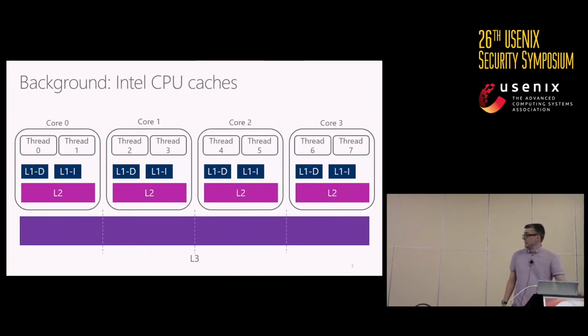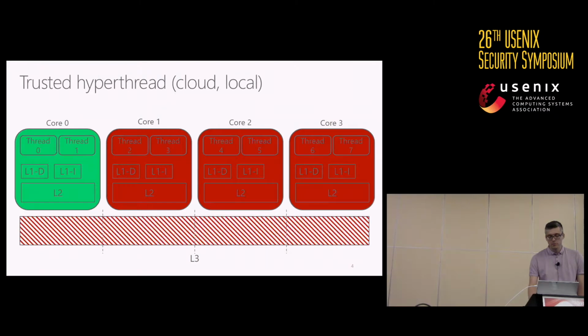Let me give you some very brief background on Intel CPU caches. Normally you have a couple of physical cores on your CPU, and each core has two hyperthreads. These hyperthreads share an L1 data cache and an L1 instruction cache, L1D and L1I. Both are 32K on the recent Skylake architecture. Below that, there's the L2, which is 256K, and below that, there's the L3, which is shared among all physical cores, and that is typically between 4 MB, 8 MB, sometimes even more. Probably not new for you.